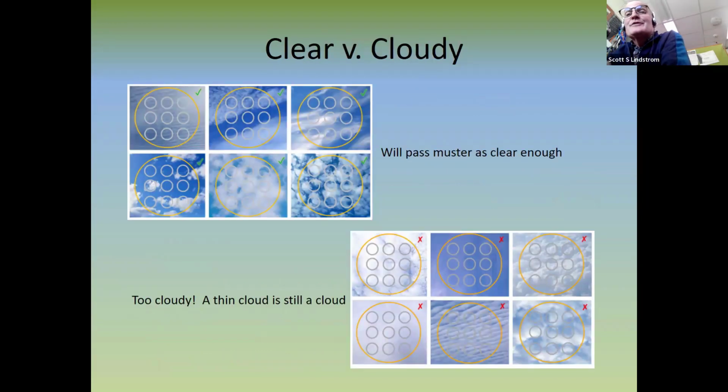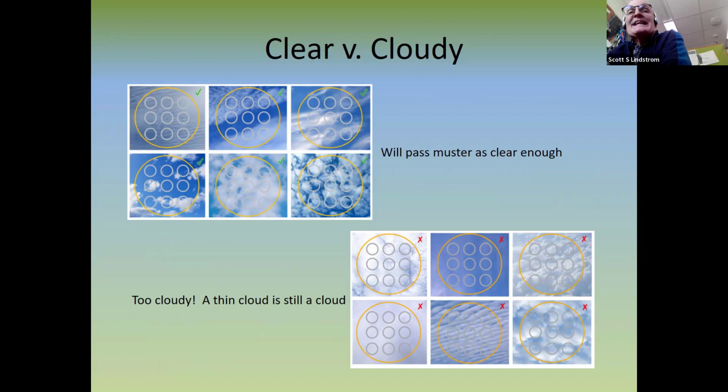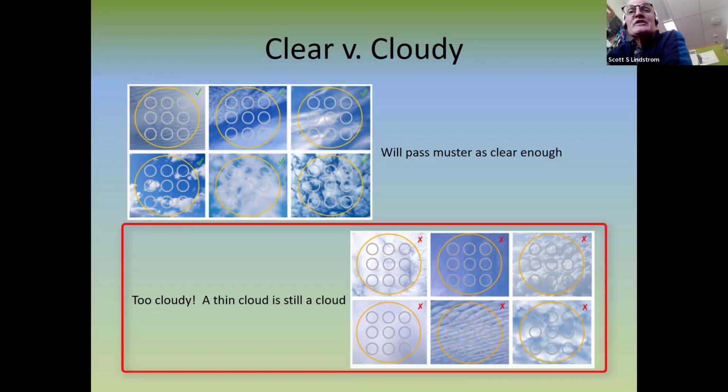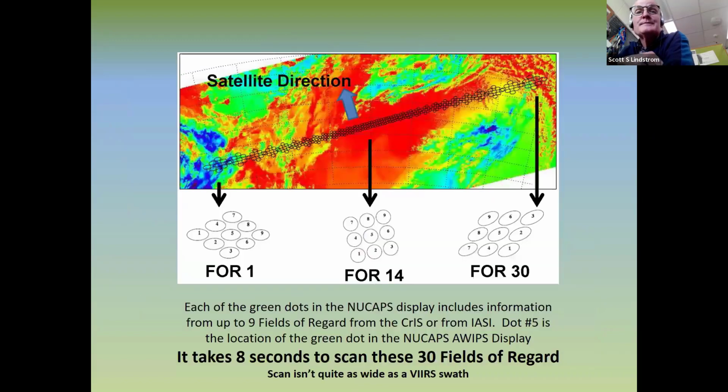So what does clear versus cloudy look like? That's kind of shown here, where we have scenes in the upper left that look fairly cloudy, but they're not cloudy enough. There are enough clear regions in between the cloudy regions that you get 1 or 2 CrIS fields of regard. The 9 CrIS fields of regard are contained within 1 ATMS footprint. On the bottom right, you see regions that are too cloudy. So even a region that has very thin cirrus is going to be designated as cloudy, and you're not going to have good retrievals.